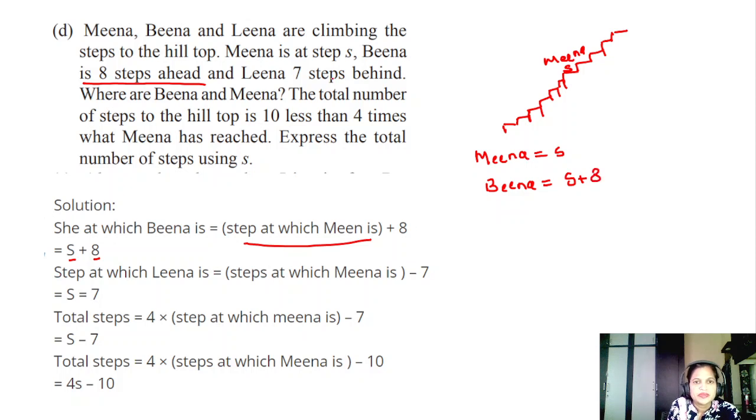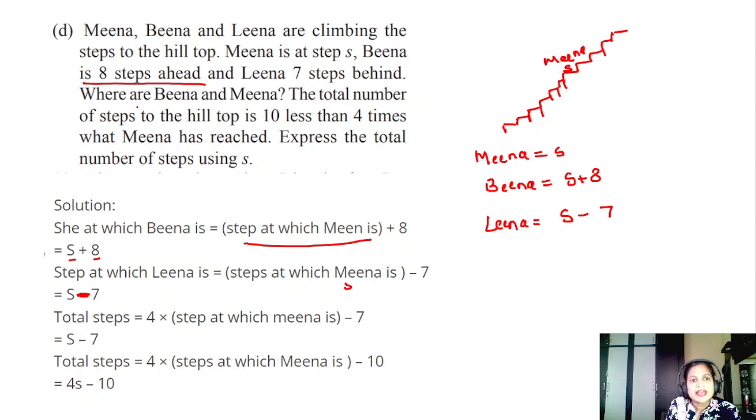This is over. Then Leena is 7 steps behind Meena. S minus 7 it is. The step at which Leena is equals the step at which Meena is, that is S minus 7. It is not equal to, it is minus. Make it minus. Okay, S minus 7 for Leena.